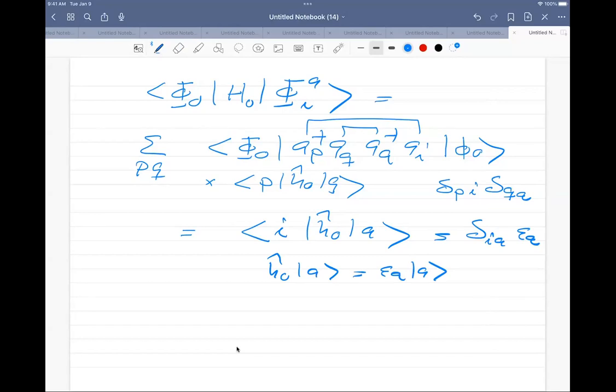And this is the only possible contraction, because if I try to take this contraction, this is obviously 0. If I try to take this one with that one, that's obviously 0. This one with that one would obviously be 0 here, etc., etc. So this is actually the only possible contraction we can have, which is non-zero.